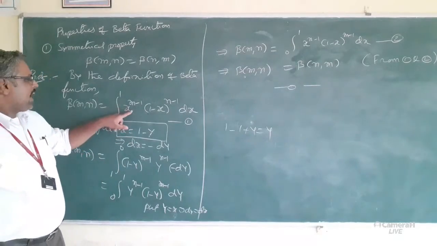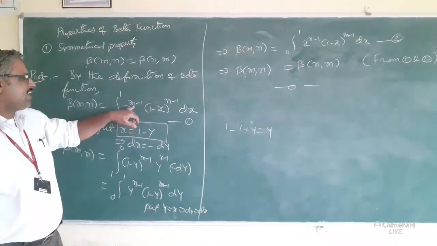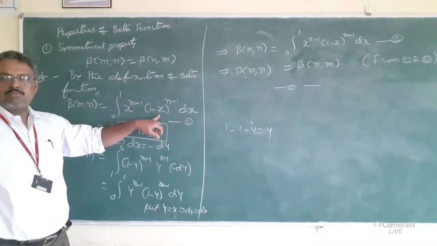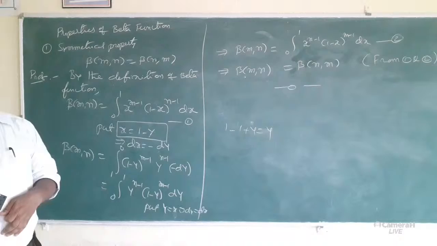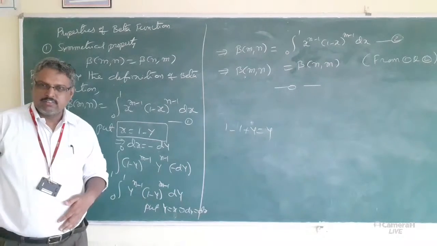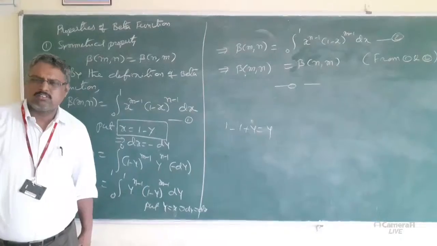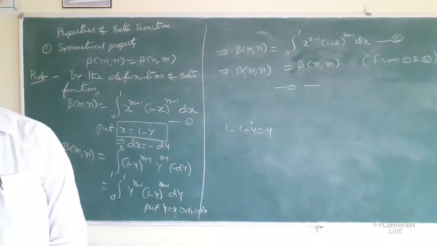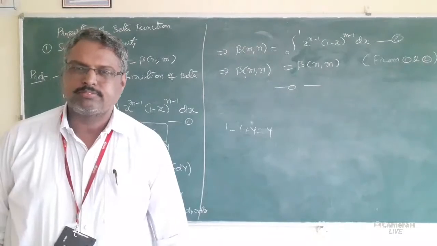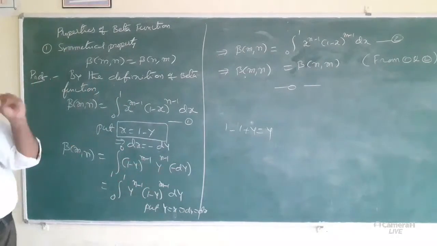Integral 0 to 1, x power n minus 1. In the second equation, the right hand side is n minus 1, and here (1 minus x) whole power n minus 1, that one is m minus 1. Okay, just copy this one, I will come back in 1 minute.